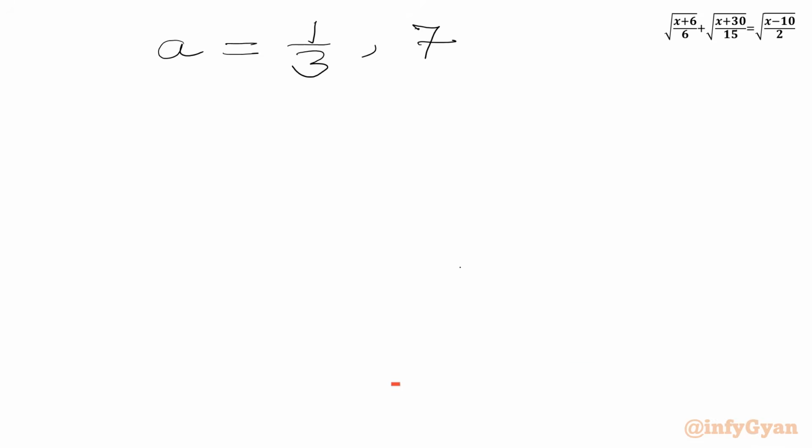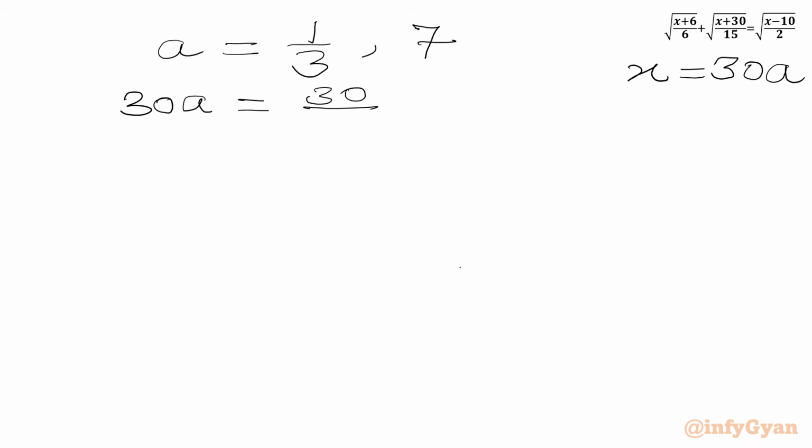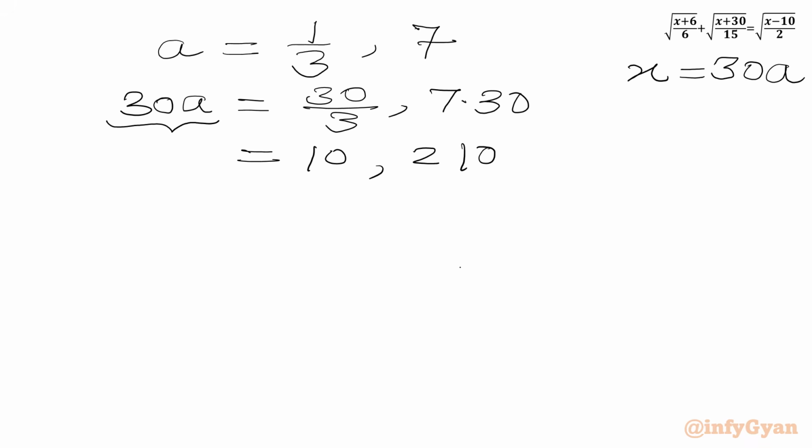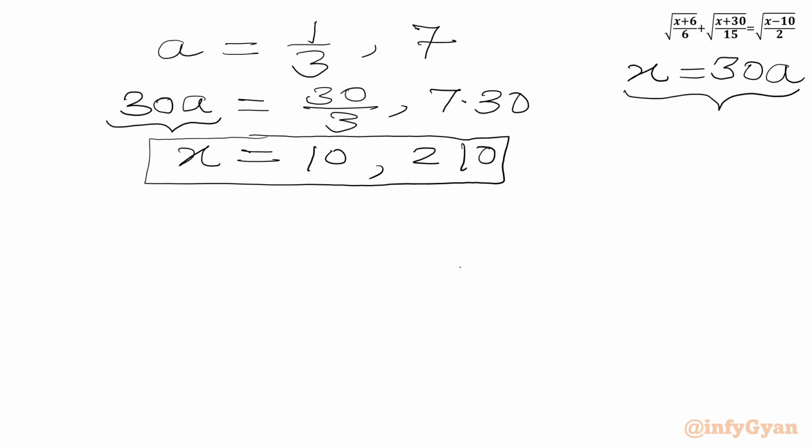Now our substitution was x equal to 30a. So I need to multiply here by 30 on both sides. So let me write here 30a equal to 30 over 3, comma, 7 times 30. So 30 over 3 is 10. 7 times 30 is 210. In place of 30a, we can write x. So we have two solutions: x equal to 10 and x equal to 210.